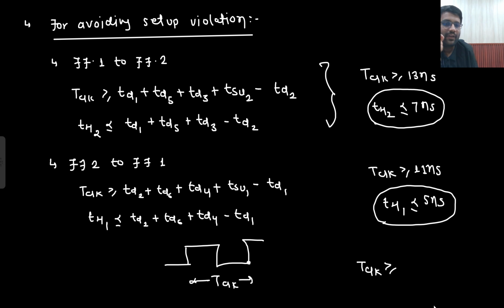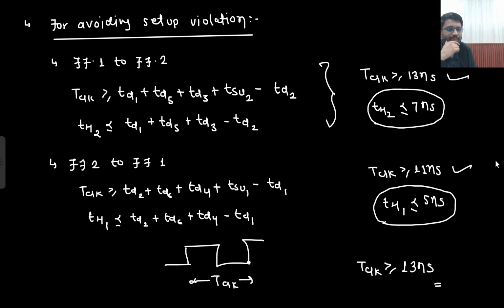Sir, I will be happy if Virat Kohli scores more than 90 runs. And my friend will be happy if Virat Kohli scores more than 95 runs. That means how many runs Virat needs to score so that both of you will be happy? More than 95. So T clock should be greater than 11. T clock should be greater than 13. So eventually I will say that my T clock should be greater than 13 nanosecond. If T clock is greater than 13 nanosecond, he is also happy and he is also happy.